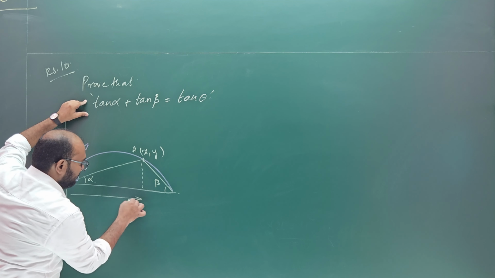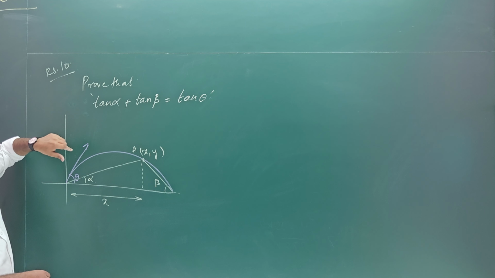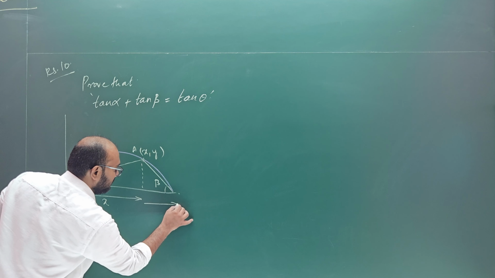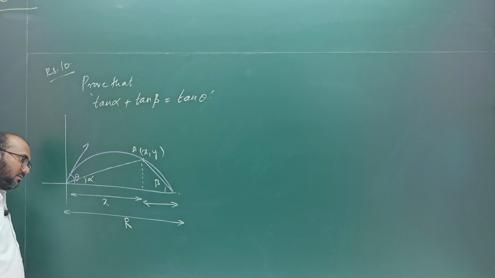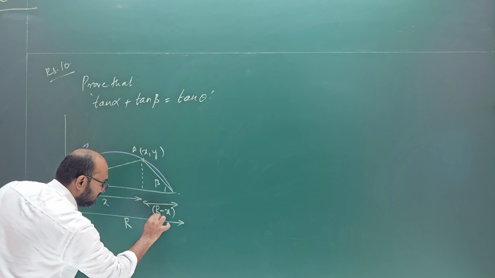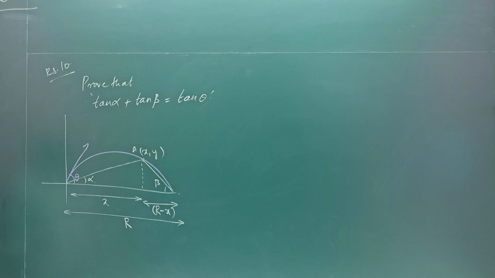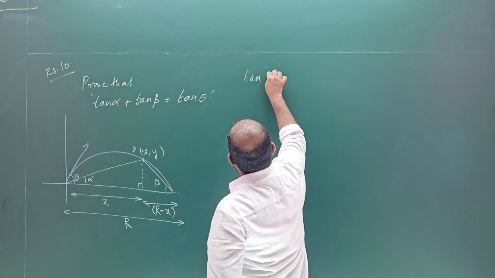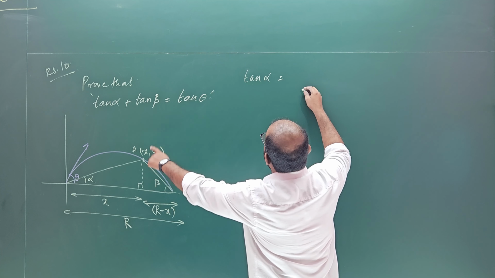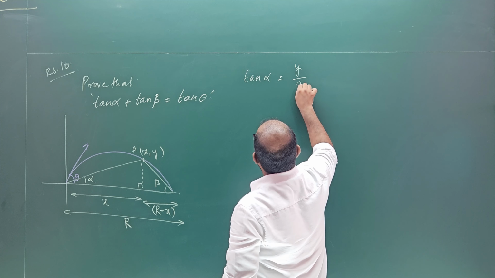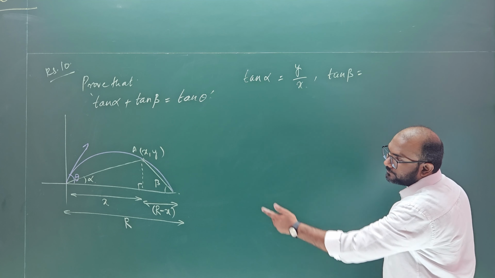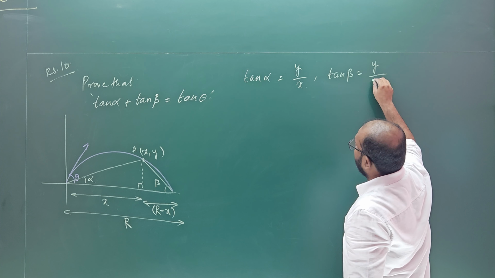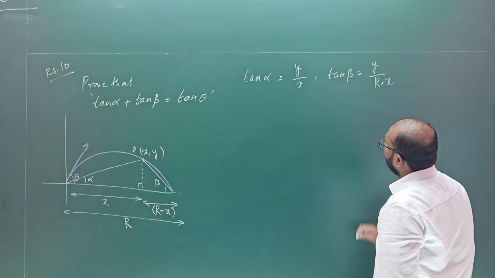So can I say this is your x? Yes or no? Can I say this is your range minus x? Yes, you did it like this, R minus x. Can I write like this? If this is 90 degree, can I apply tan theta? Tan of alpha is nothing but this value is y, so y upon x. Similarly, tan of beta is equal to what? y upon R minus x. Yes or no?